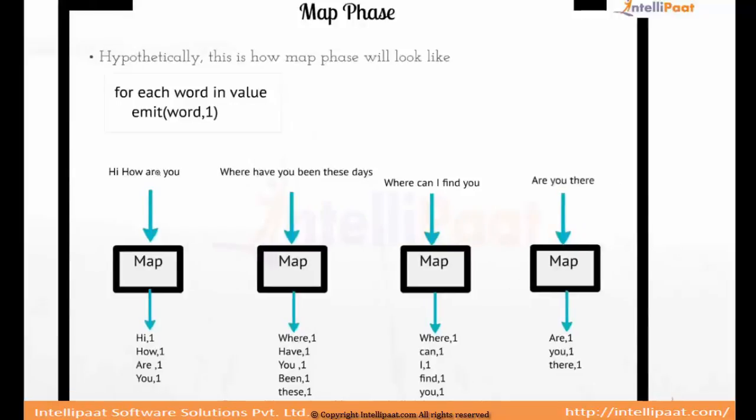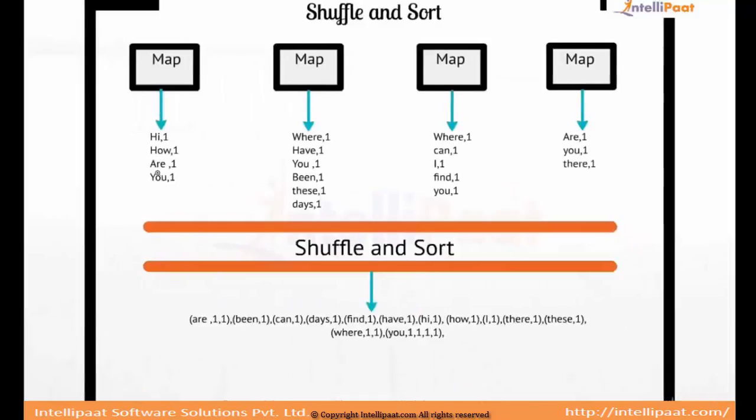Now it's time to integrate all of this. So you get output from everywhere, and in shuffle and sort, you bring everything together and sort it. So you say R is 1, 1. Been is 1, can is 1, days is 1, find is 1, have is 1, like this. Where is 1, 1. So you have where and where, so it's 1, 1. And u is 1, 1, 1, 1. So that's how you get this.